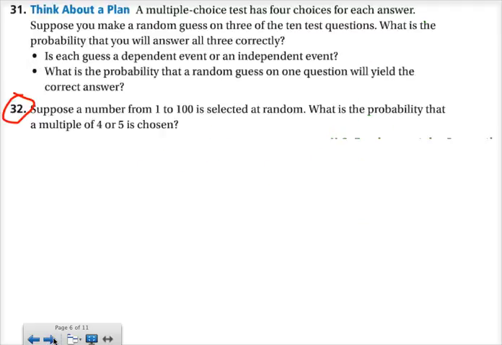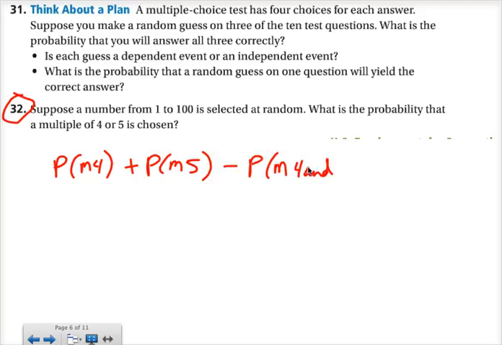Number 32 says, suppose a number from 1 to 100 is selected at random. What's the probability that a multiple of 4 or 5 is chosen? So in number 32, what I want to figure out is, what's the probability I'm going to get something that's a multiple of 4, plus the probability that I get something that's a multiple of 5, but then I have to subtract anything that's in the overlap. It would be multiples of both 4 and 5. So that's what my counting needs to do.